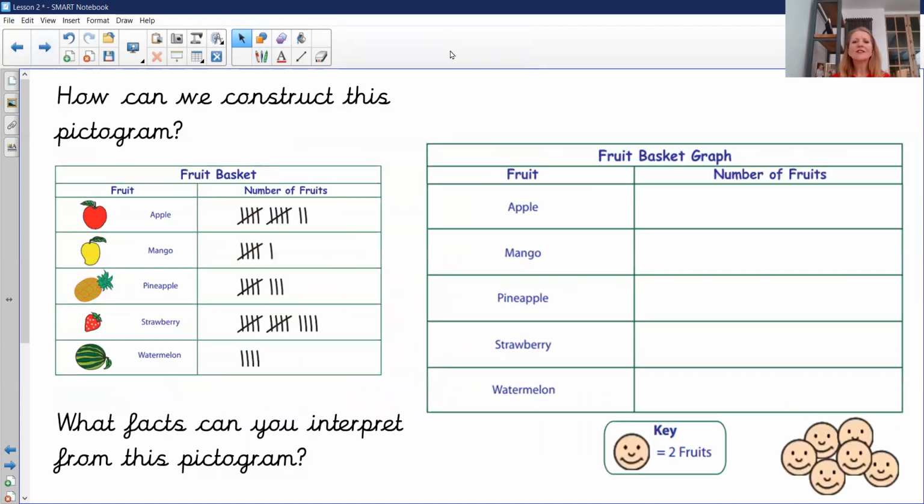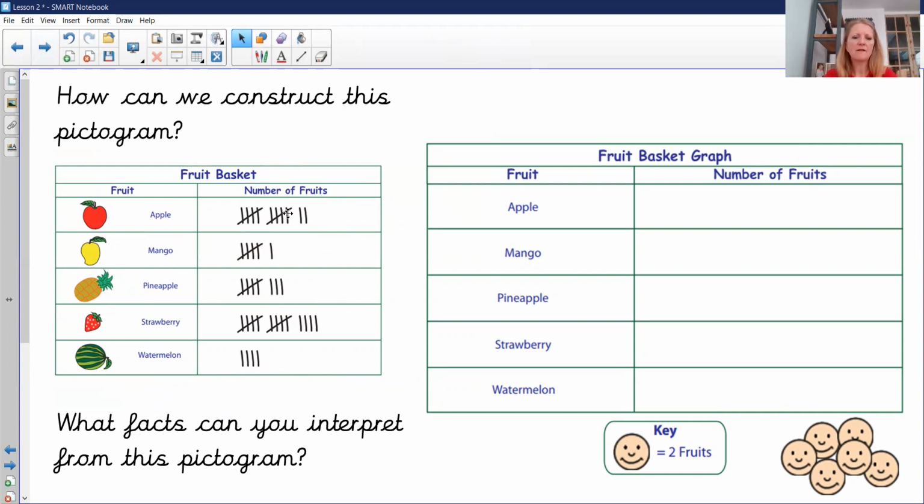Okay, so on to constructing pictograms. This means drawing them yourself from the information that has been gathered, the data or the statistics that have been gathered. So here's some information. It's a fruit basket. So we've got apples, mangoes, pineapples, strawberries, and watermelons. And on this side, the number of fruits. Now this time, the number of fruits has been recorded in what's called a tally. And these here, can you see the 4 marks and then 1 going through it? That means 5. So it means we can count it nice and easily.